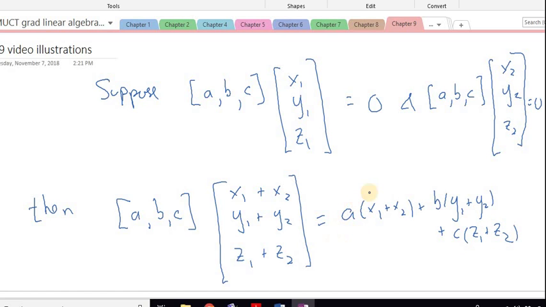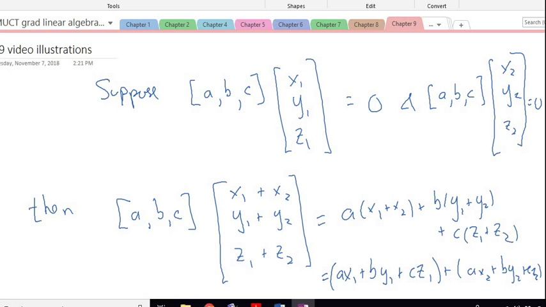And of course you can distribute and reassociate, and that's the same as ax1 plus by1 plus cz1. See, what I've done is I distributed the a and taken out the first term within each one of these additive terms. And then I also have left over from that plus ax2 plus by2 plus cz2. And the result is equal to 0.